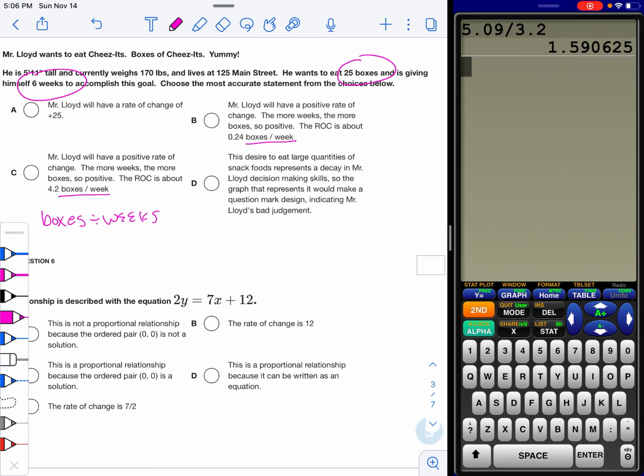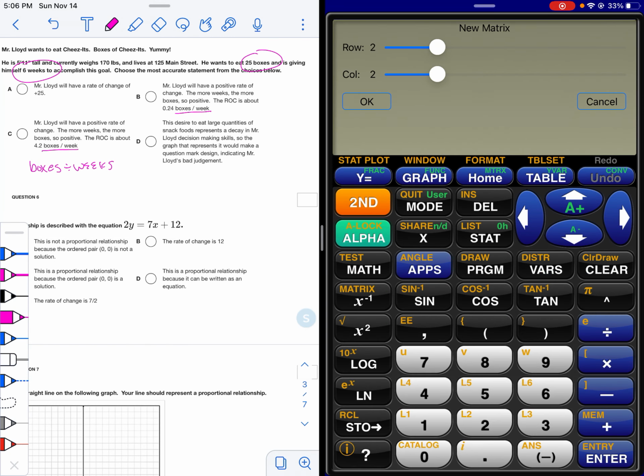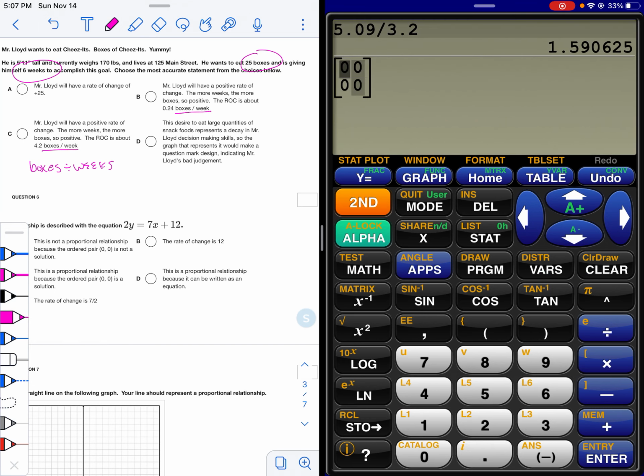But what is this calculator? I don't even know what I'm looking at. Huh, what are those letters? Undo. Cancel. There we go. I don't even know what I'm looking at here. All right, there we go.